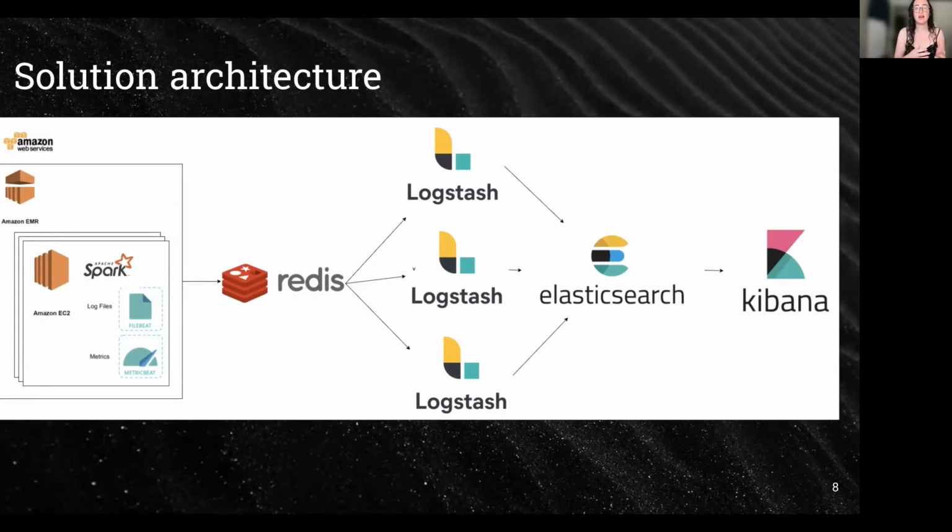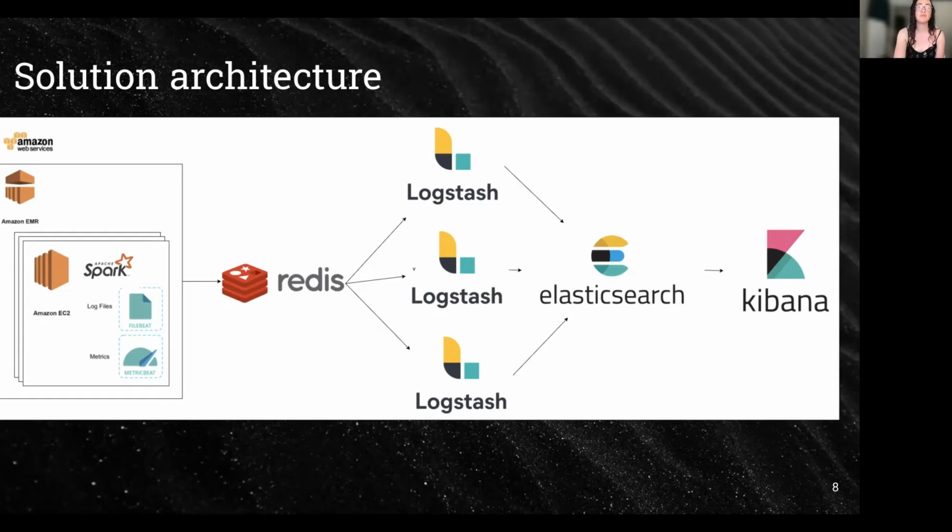After that, the data gets shipped off to Redis. From there, we have several log servers. The log servers consume the data off of Redis. They eventually ship it off to Elasticsearch, and then you can access your logs and visualize them using Kibana.